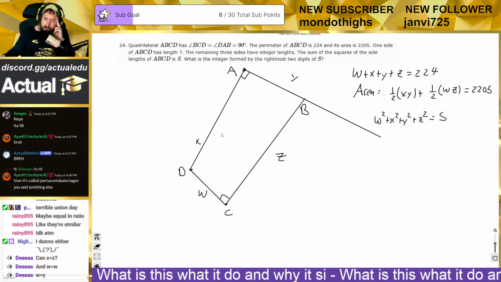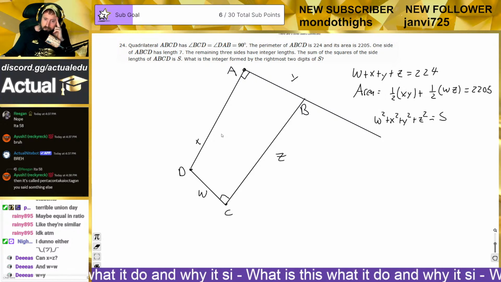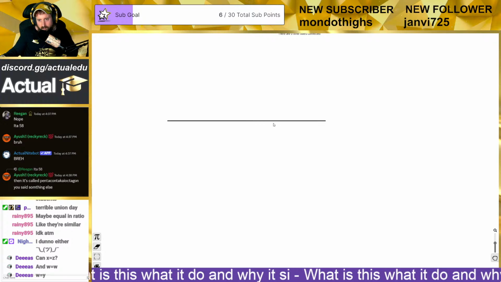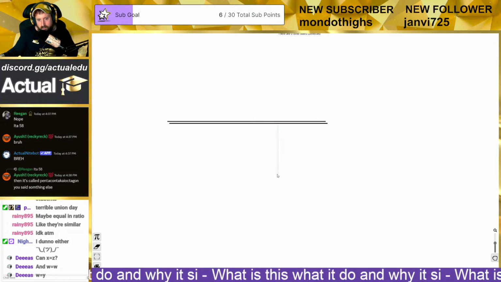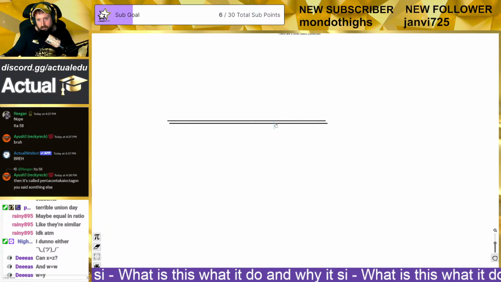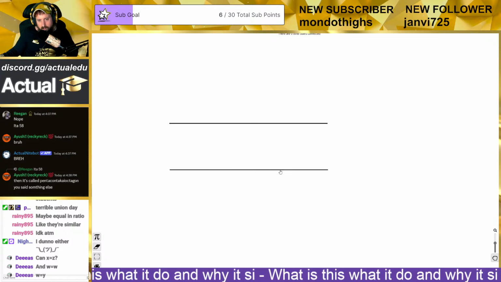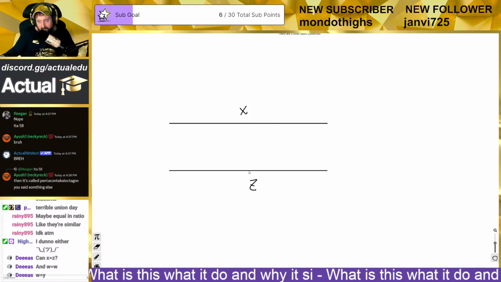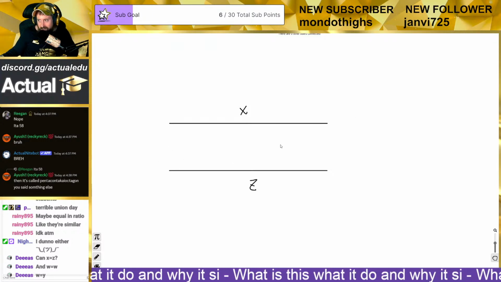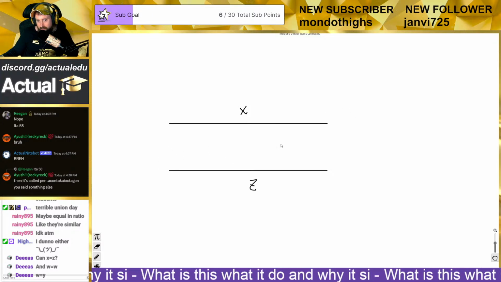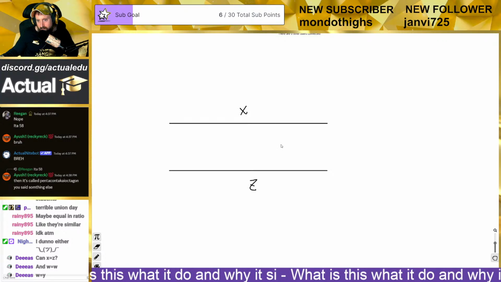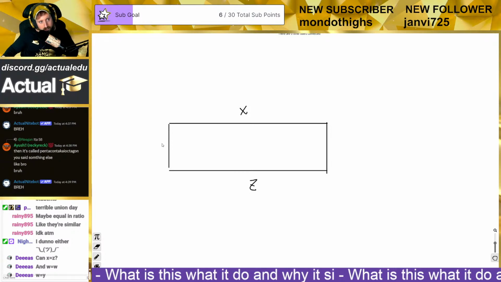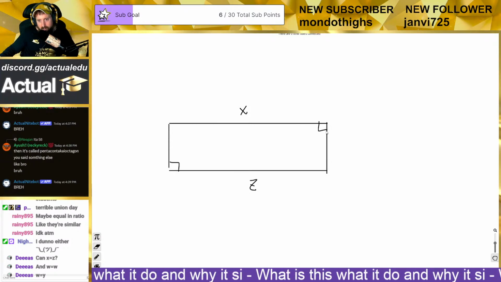If X were equal to Z. Sorry, let's just see something else here. Let's just have these equal to each other. We're going to say that X is equal to Z. But then I need a 90 degree here and a 90 degree here to connect them. And I think the only way for that to happen is for this to be a rectangle. Right? Because that's basically what we're saying.